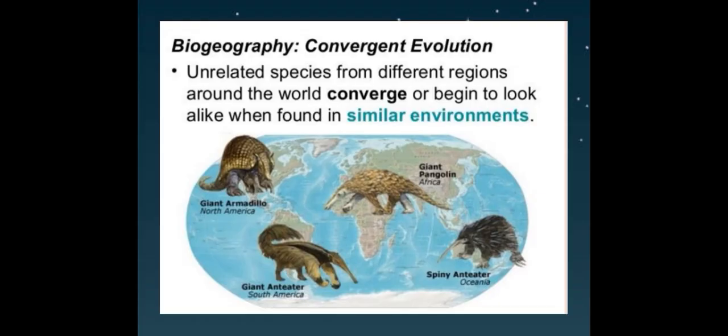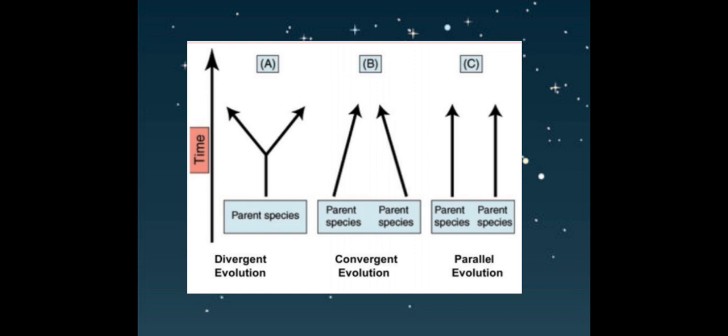Biogeography, convergent evolution. Unrelated species from different regions around the world converge to look alike when found in similar environments. Giant armadillo, giant anteater, giant pangolin, spiny anteater. North America, Africa, South America, and Oceania. Divergent evolution, parent species. Convergent evolution, parent species. Then parallel evolution, parent species.